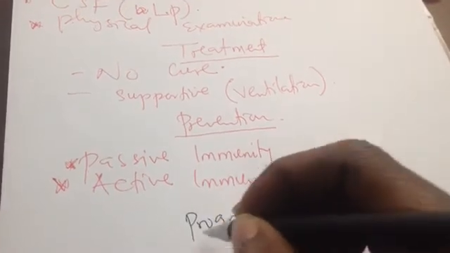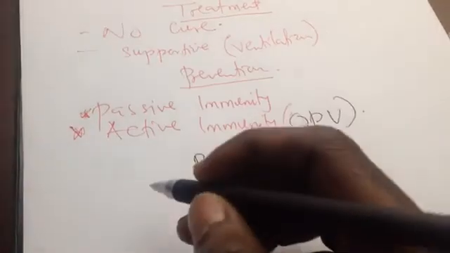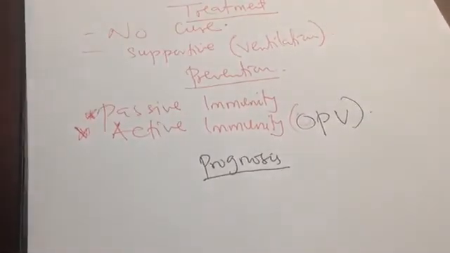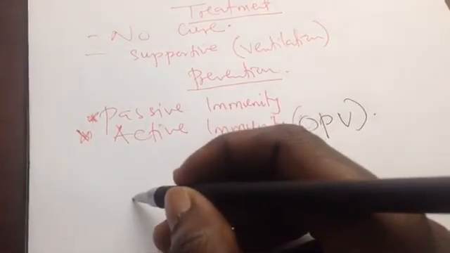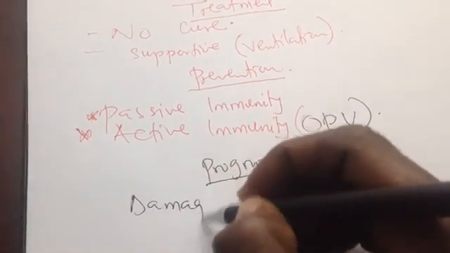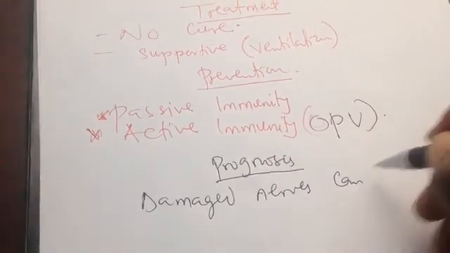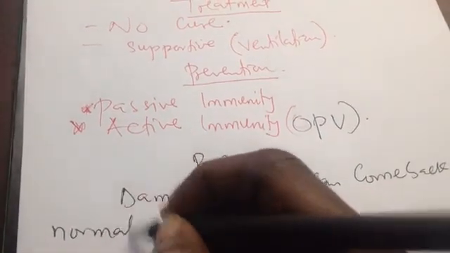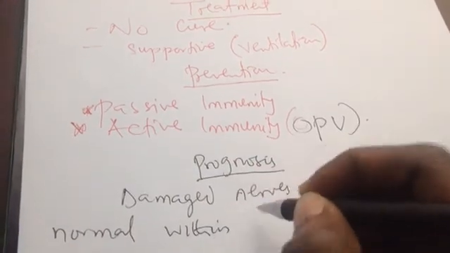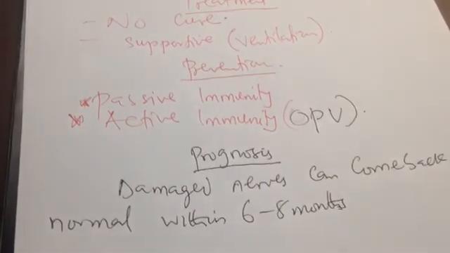The prognosis of paralytic polio is mostly good. Despite the nerves that are damaged, the damaged nerves can come back to normal function within 6 to 8 months, actually, in most cases of paralytic polio.